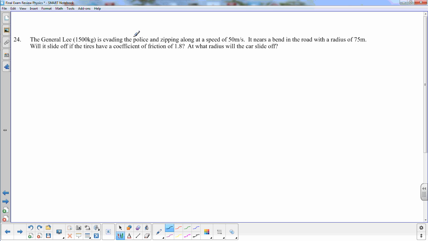All right, so first deal. FF equals mu Fn, which is mu mg. See, I'm going to save this. Equals FC, and FC is mv squared over r. Masses cancel, so I don't care how heavy the General Lee is. Mu, according to this, is 1.8 times 10, which is g, is v squared, 50 meters per second, squared over r, which is 75.